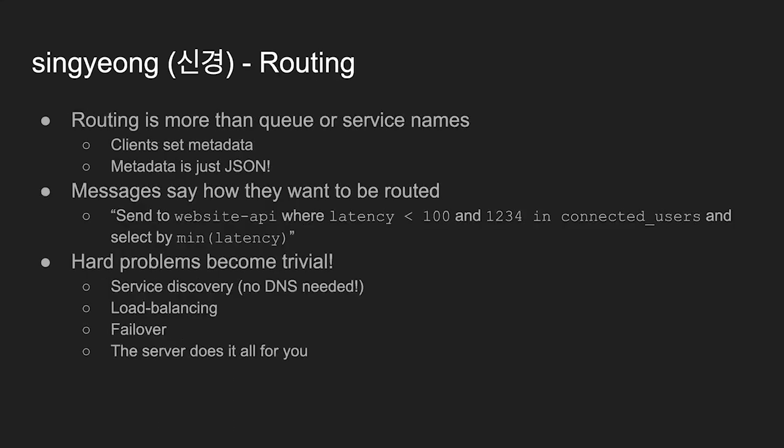So routing in Singyeong is more than just send this to this service or send this to this queue. Instead, each client that connects to it can set metadata about itself. And this metadata is just JSON. You can just dump arbitrary JSON key values in. And so from this, when you're sending a message, you can say how it wants to be routed. So the example is send this message to the API server with latency under 100 milliseconds and user ID 1234 connected to it, and selected by the minimum latency. So you can bake into the message that you're sending certain invariants about what can receive it.